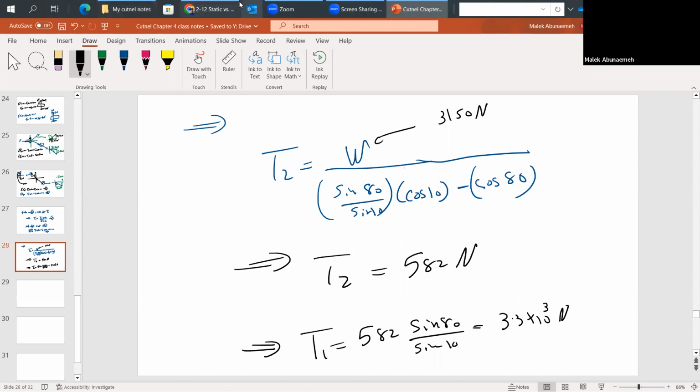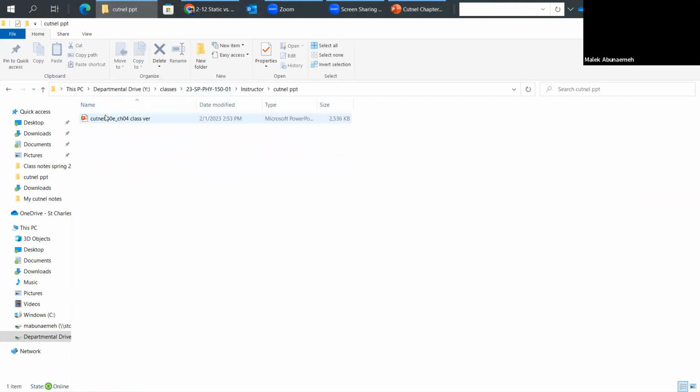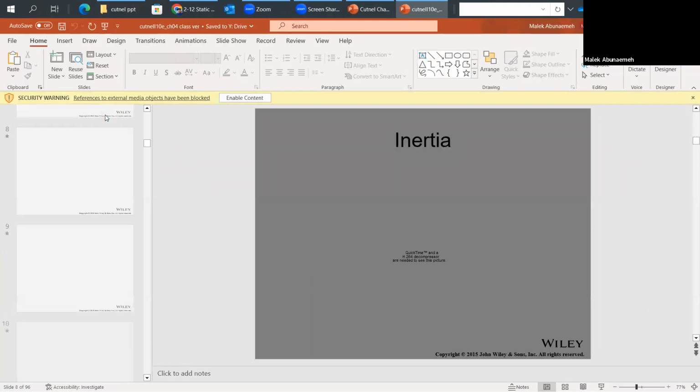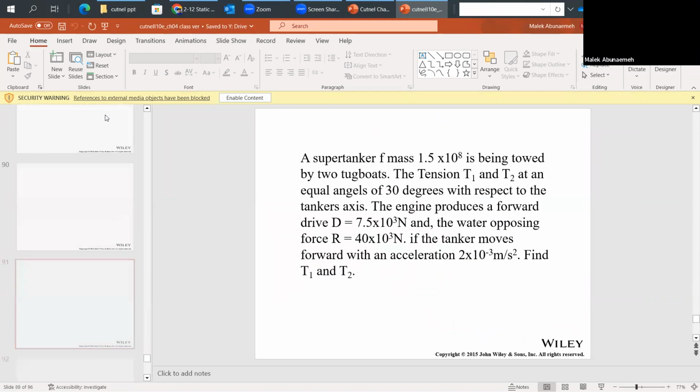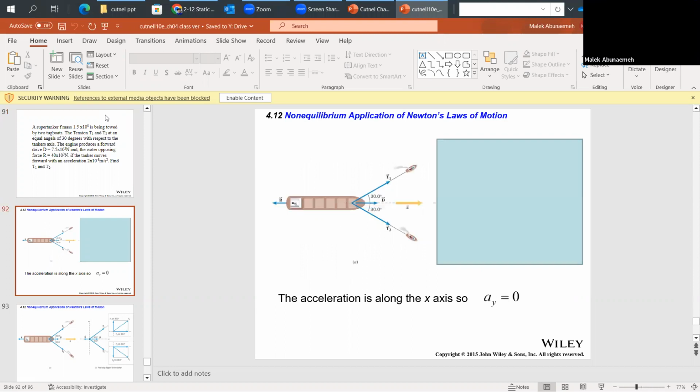All right, let's do one last example, shall we? So let's go back over here. A supertanker of mass 1.5 times 10 to the 8 kilograms is being towed by 2 tugboats. The tension T1 makes an angle of 30 degrees with respect to the tanker's x axis. The engine produces a forward drive D of 7.5 times 10 to the 3 newtons and a reverse force of 40 times 10 to the 3 newtons. The tanker moves forward with an acceleration of 2 times 10 to the -3. Find T1 and T2. Basically, this is our tugboat over here.